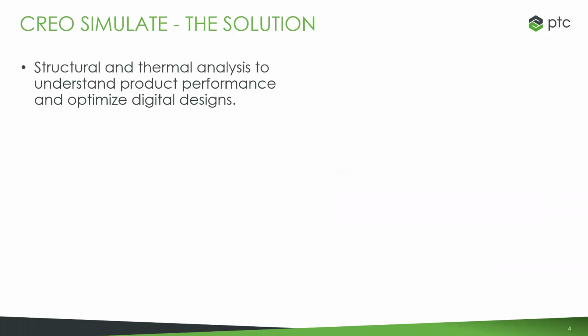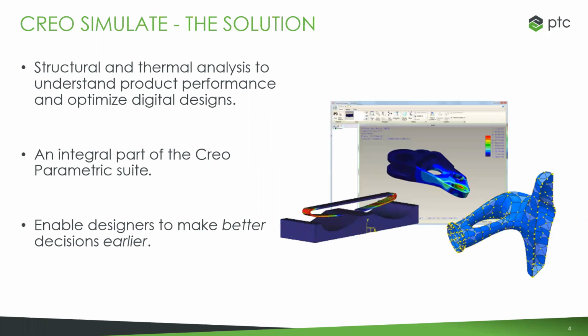So what is Creo Simulate? Well, standard Creo Simulate is structural and thermal analysis. So you can understand product performance and optimize digital designs, making sure that you have the best possible design that you can have. And it's part of Creo Parametric. It's not a third-party product. You're not sending it off to anybody. You're not going to a different interface. You simply say, I have this piece, let's turn it on and let's analyze it. So it enables you to get analysis involved much earlier because of that.